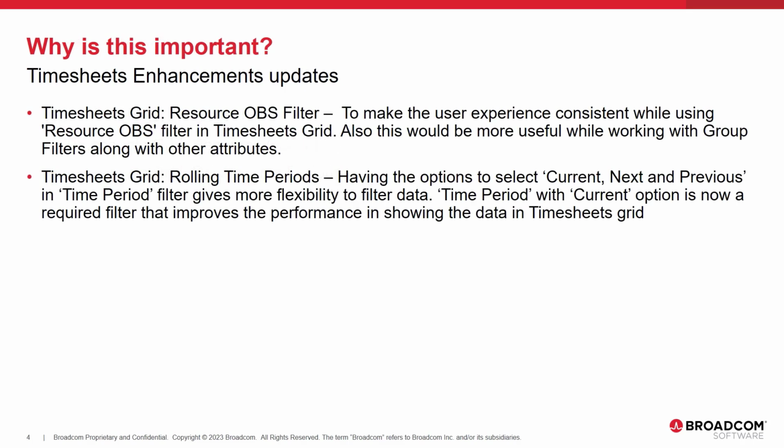Why is this important? With respect to Resource OBS filter, this will make the user experience consistent while using Resource OBS filter in Timesheets Grid. Also, this will be more useful while working with group filters, especially along with other attributes. With respect to rolling time periods, having the options to select current, next and previous in time period filter gives more flexibility to filter data.